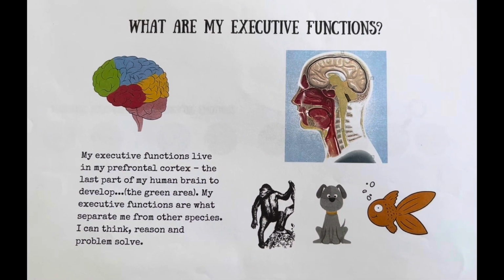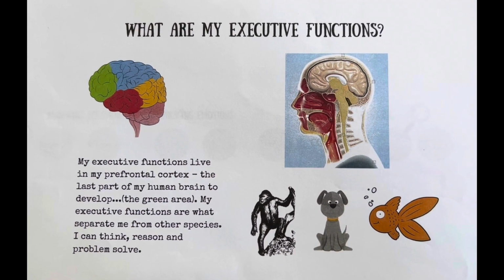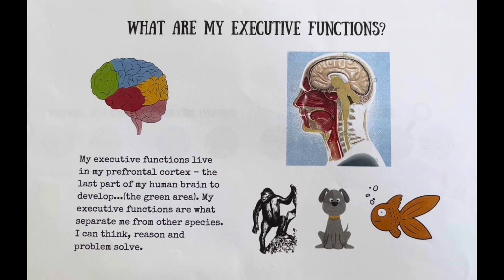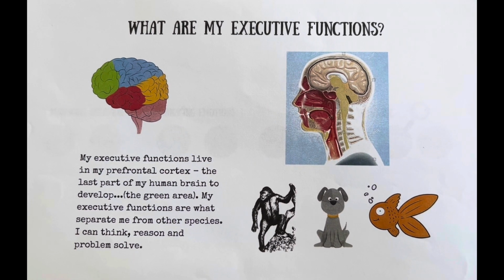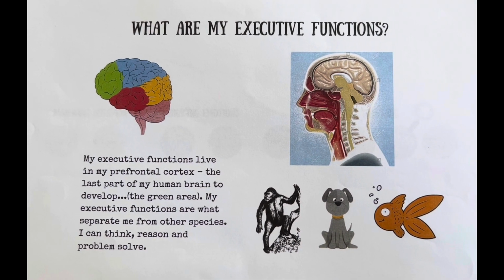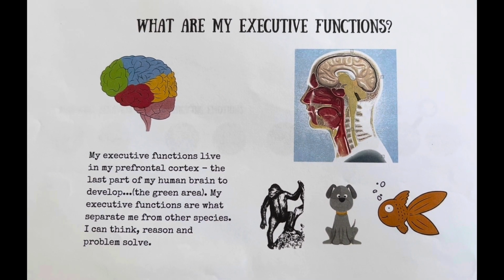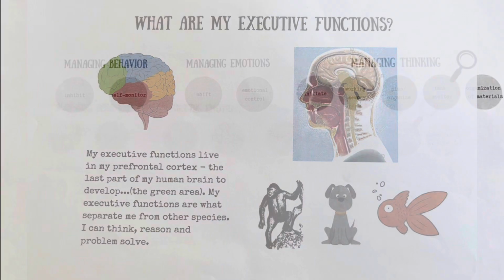What are my executive functions? My executive functions live in my prefrontal cortex, the last part of my human brain to develop, the green area. My executive functions are what separate me from other species. I can think, reason, and problem solve.